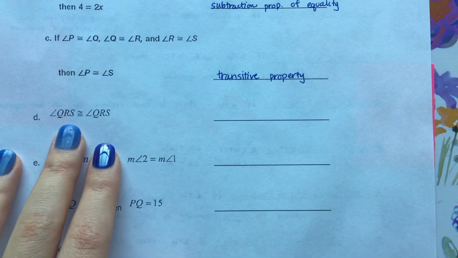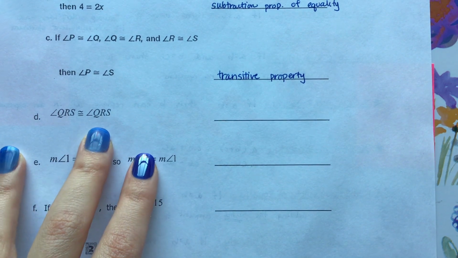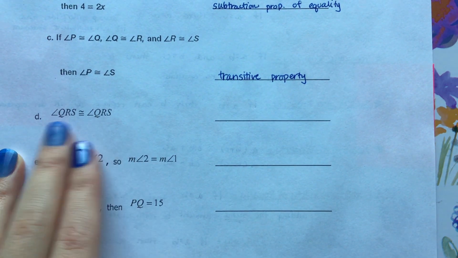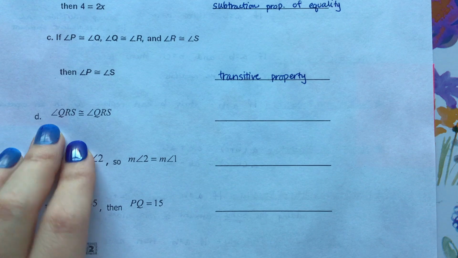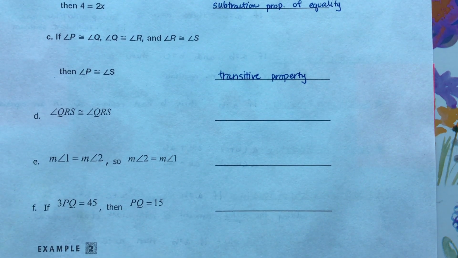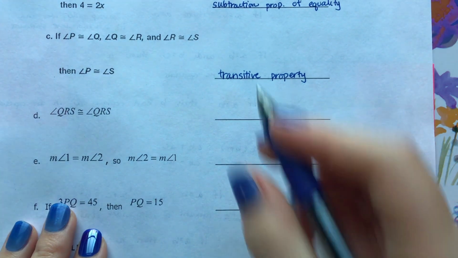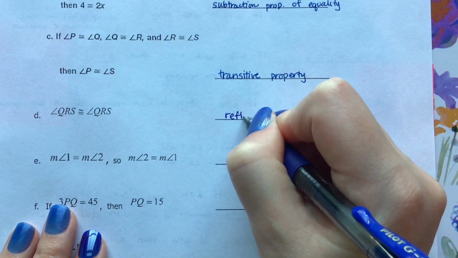Here we have angle QRS is congruent to angle QRS. When it is exactly the same on the left and right side, like nothing is different at all, it says the same thing on the left and right side of the equation, it is the reflexive property.